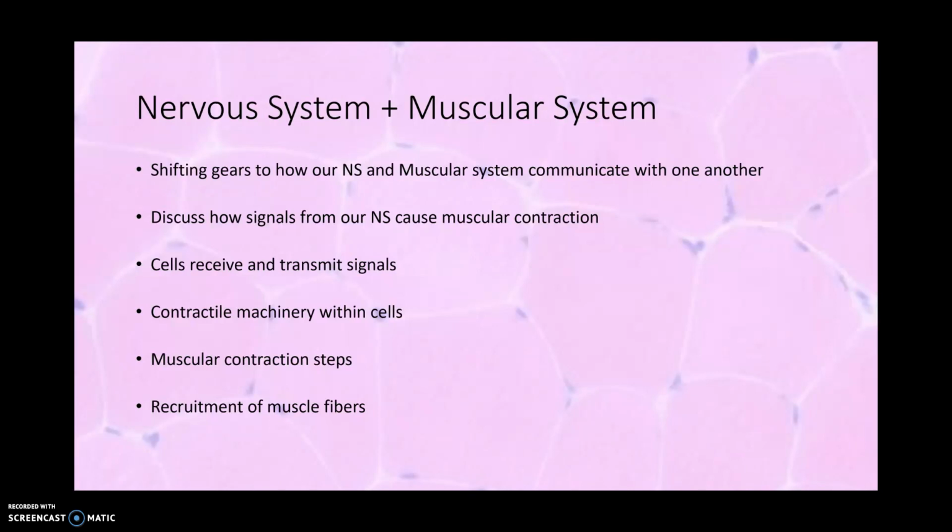We'll talk a little bit about how cells receive and transmit signals. We're going to talk about the contractile machinery within the cells. This is referencing our actin-myosin cross-bridge cycling, as well as troponin, tropomyosin, calcium, all that good stuff, as well as we'll go through the muscular contraction steps, and then how we also recruit muscle fibers.